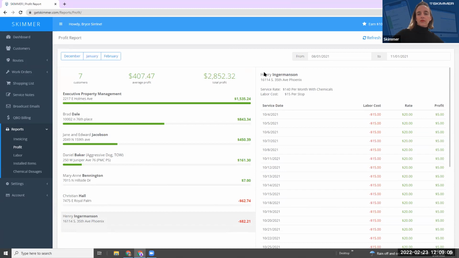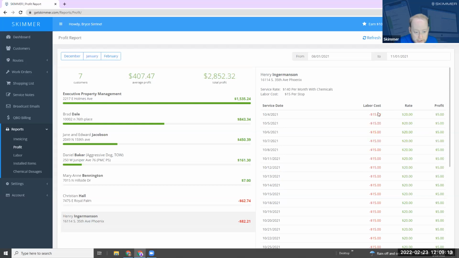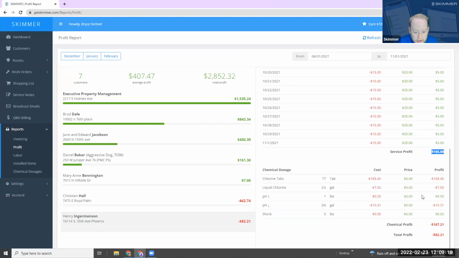the differences are. So you can see with this person, we're doing $140 per month, but it looks like we're going out there almost every day. So that rate's probably just not going to be very profitable. And you can see that on the service, we make $105, but then on chemicals, we lose our money. We had 77 tablets in this pool, and we are not doing a plus chems model. So in this case, this is all just loss.